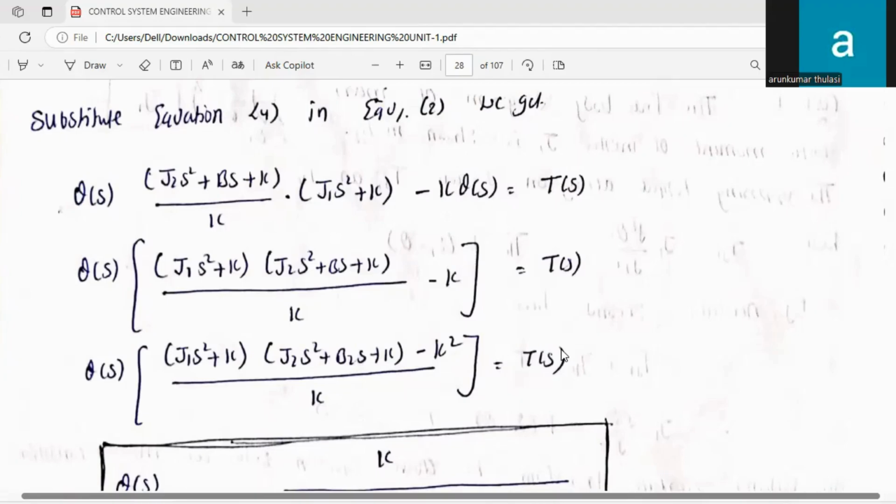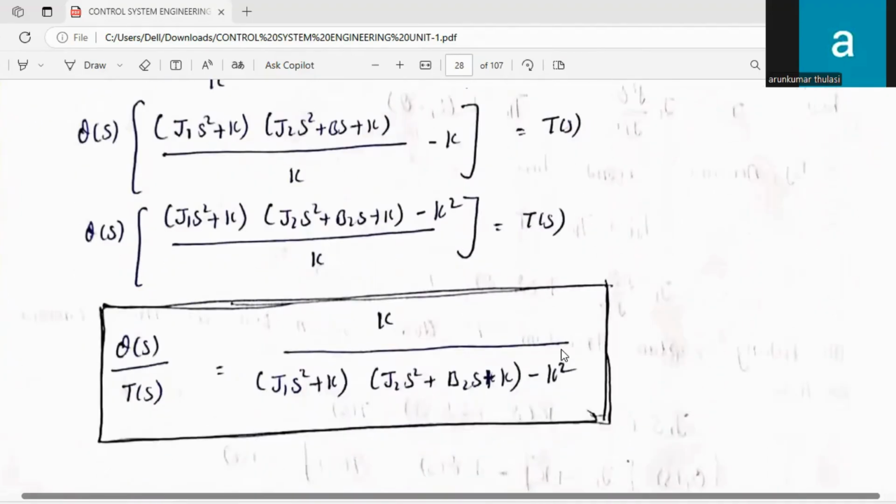So the required transfer function is theta of S by T of S, and this term comes to the right side, then we'll get K divided by J1 S square plus K into J2 S square plus bS plus K minus K square. So this is the transfer function for the given mechanical rotational system, which is similar to the mechanical translational system, but the only difference is that there the motion is linear, here it is rotational. So the representation is similar.